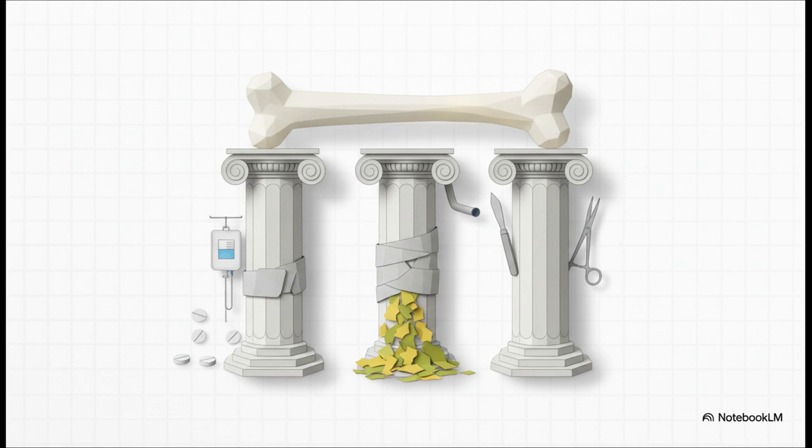But antibiotics alone are not enough. You also need drainage to get the pus out and debridement. That's the surgical removal of all the dead and infected tissue. And finally, you have to stabilize the area, whether it's with a cast, a brace, or even an external fixator. All of these have to work together.